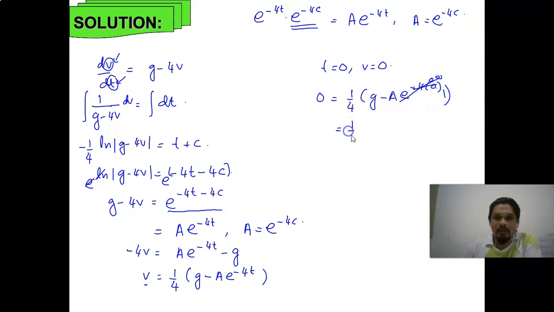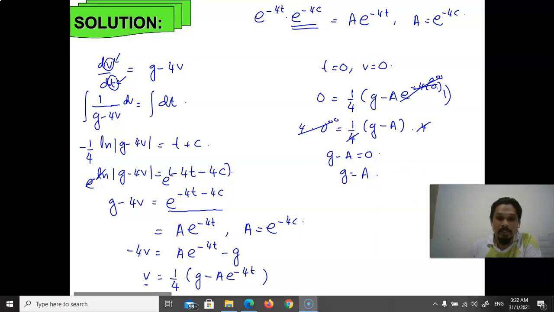So then 1 over 4 g minus a. From here we multiply with 4 on the left and multiply with 4 right here, still remains 0. 4 divided by 4 equals 1. So then g minus a equals 0, then g equals a.